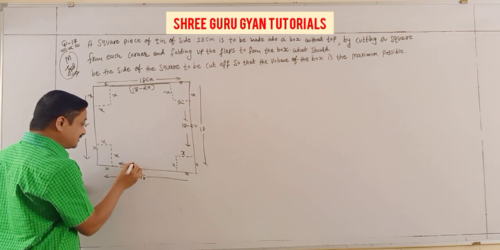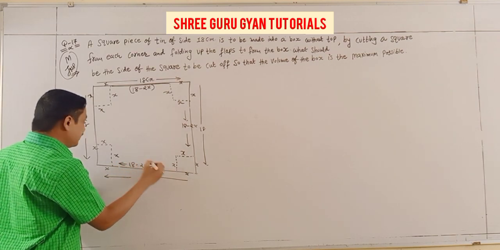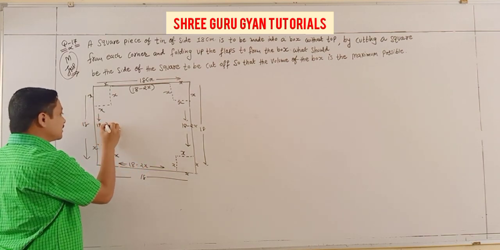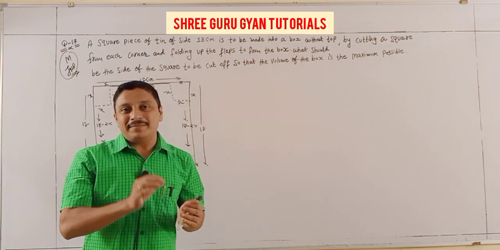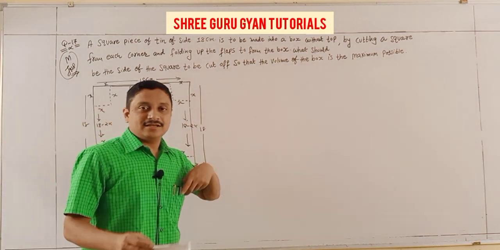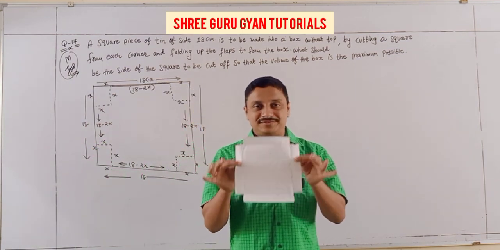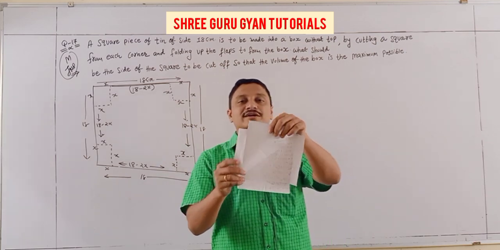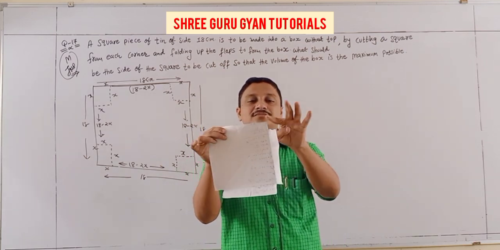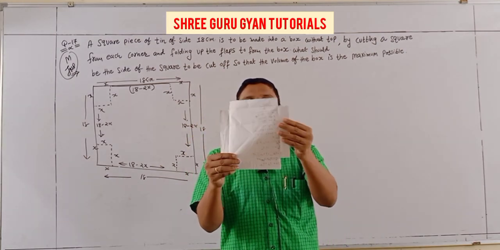Similarly that one, and same as here, 18 minus 2x. Okay, I will explain this practically. Look at that. Consider this is your square page, and I am cutting each corner. This corner cutting, this cutting, that cutting and this cutting.